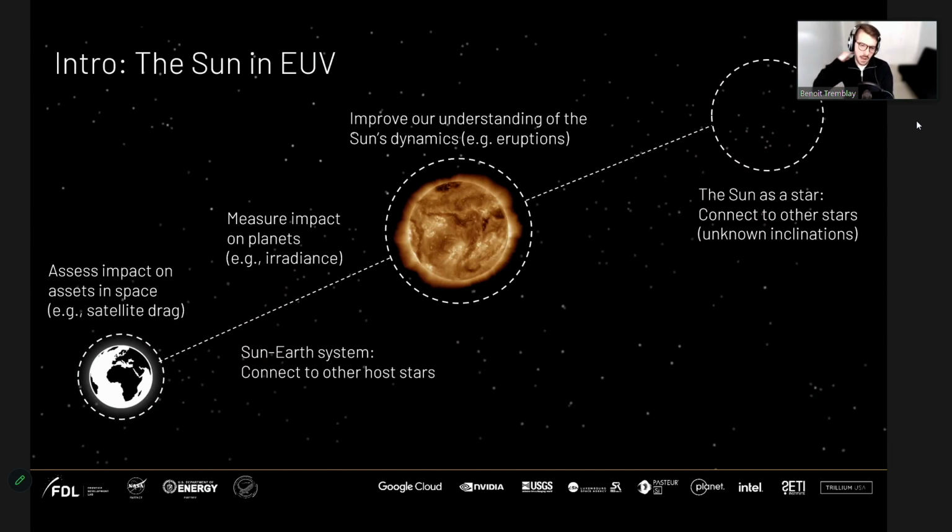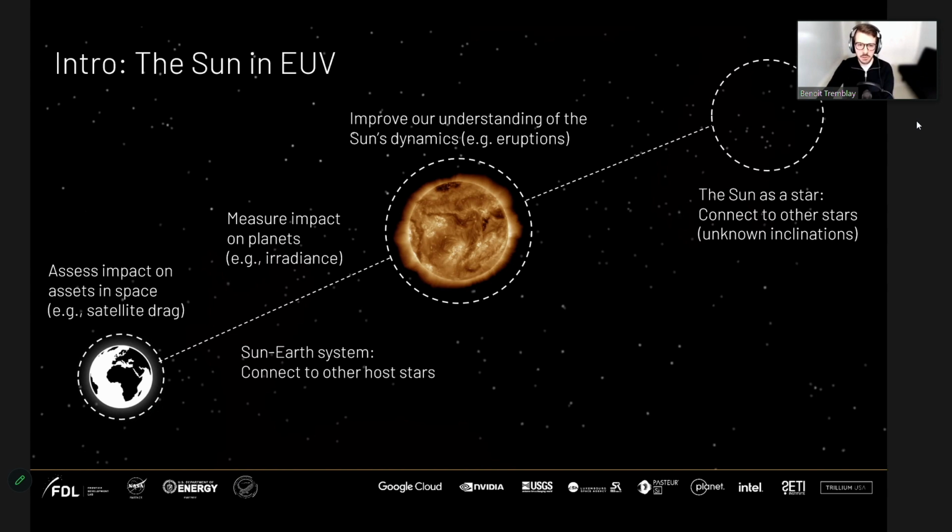All right, so let's start. The project was designed and motivated by multiple science objectives, including measuring the impact of the sun's UV radiation on Earth and our assets in space, measuring its impacts on other planets in the solar system, and then generalizing knowledge of the Sun-Earth system to other O stars and their exoplanets. It was also motivated by trying to improve our understanding of the sun's dynamics, as well as trying to connect to other stars in the universe, with the sun being basically the template that we can use to study them, but they might have unknown inclinations and things like that to make it challenging to generalize.